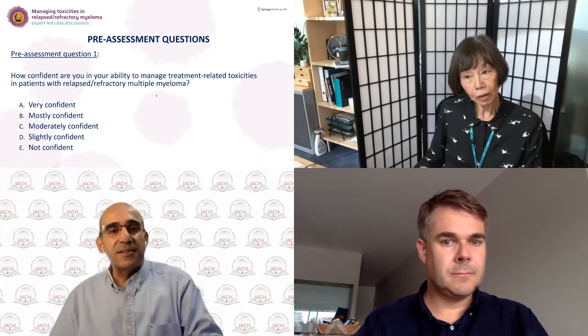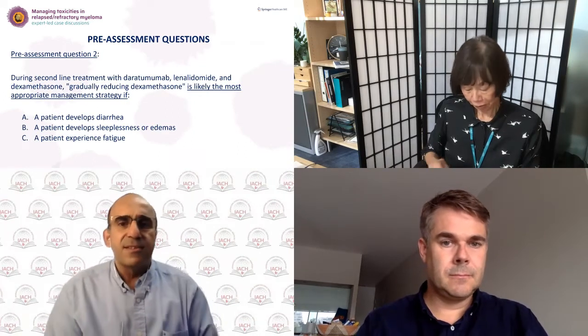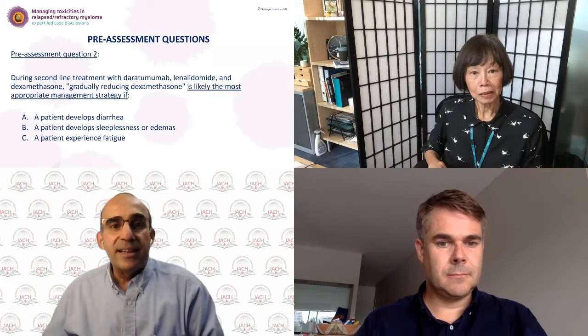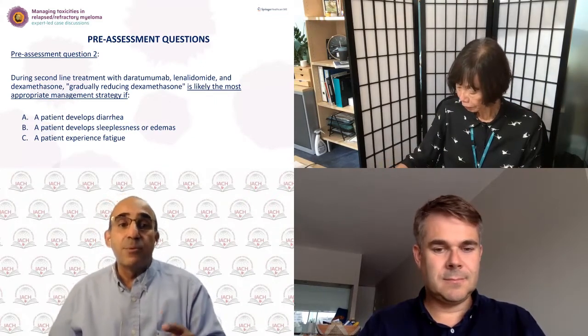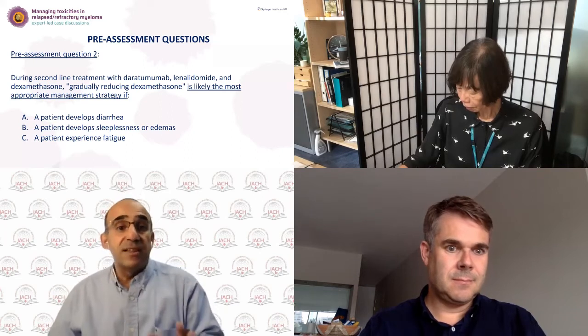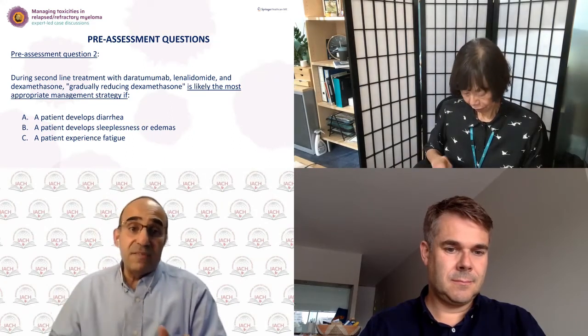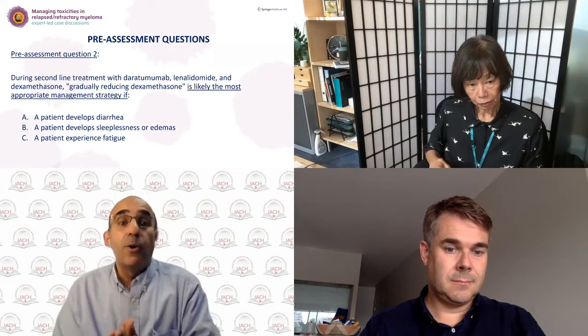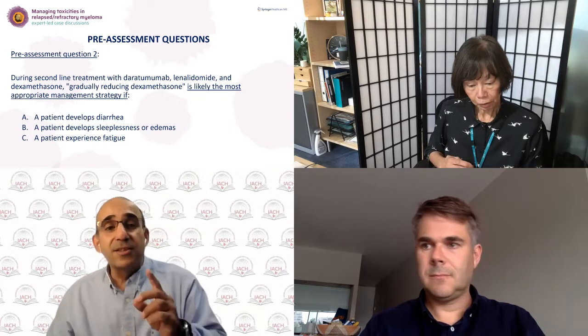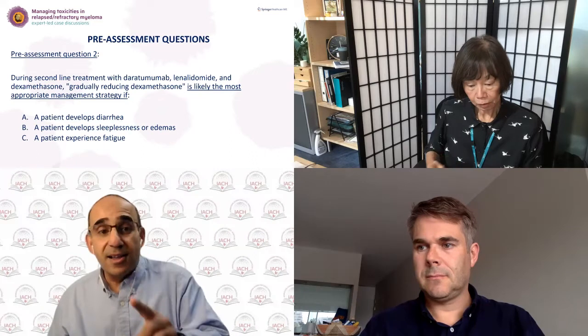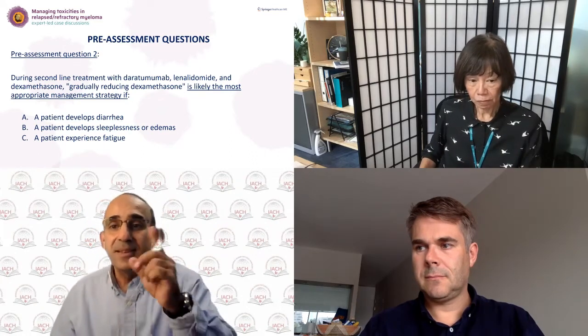or moderately confident. My second question for you now, this is the real business, guys. So during second-line treatment with daratumumab, lenalidomide, and dexamethasone, the famous Dara-Lendex, Pollux trial or Maya trial, or actually here it's in relapse, so second line, Pollux. So gradually reducing dexamethasone is likely the most appropriate management strategy if a patient develops diarrhea, if a patient develops sleeplessness or edemas, or a patient experiences fatigue. Remember, there's only one good answer, because obviously maybe all of them are correct, but we're asking which is the most appropriate, guys. Please vote.